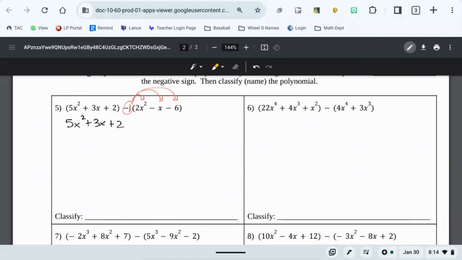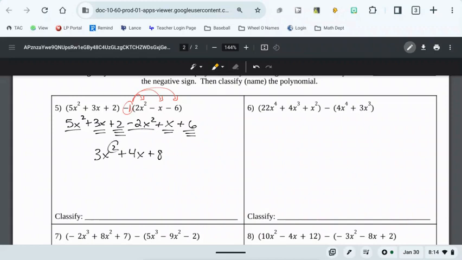So negative 1 times 2x squared gives us negative 2x squared. Negative 1 times negative x gives us positive x. And negative 1 times negative 6 gives us positive 6. Now we can combine like terms. 5x squared minus 2x squared is 3x squared. 3x plus x gives us 4x. 2 and 6 gives us 8.